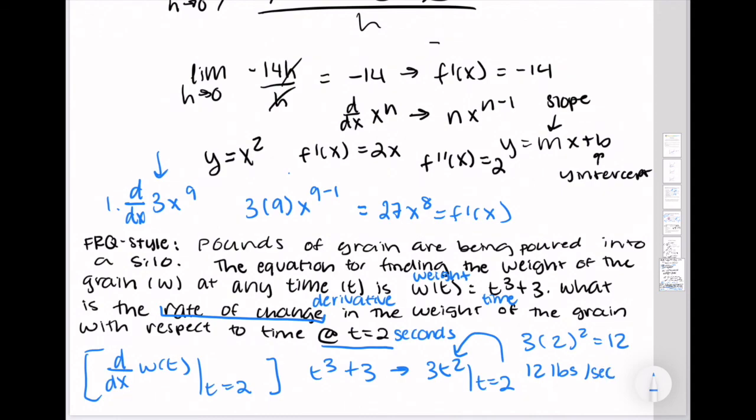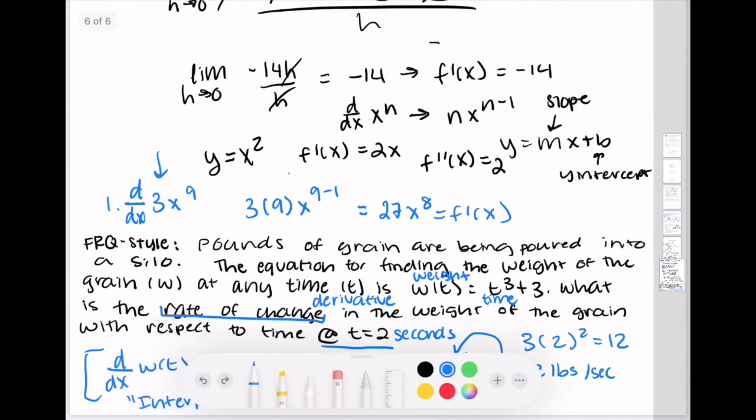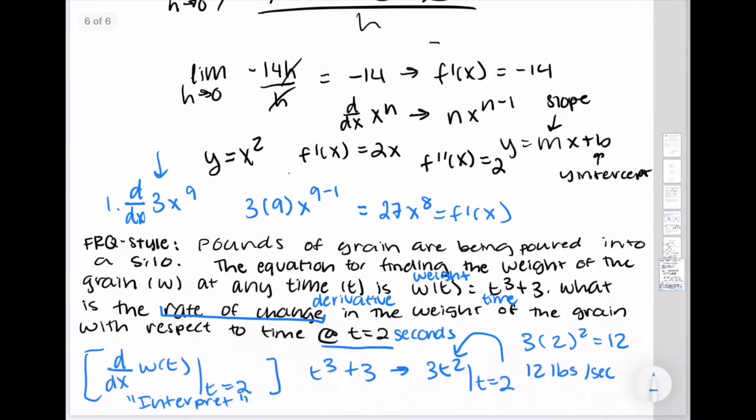So if we wanted to interpret the derivative, and you're going to be asked to interpret a lot of values in calculus, it would be the rate of change in the weight of the grain when time is at 2 seconds. So it's already written here in the problem, but just be aware that you might be given a question that asks you what is d over dx W(t) at time t equals 2 seconds, and then it's going to ask you to interpret the derivative, and you would say the rate of change in the weight, and so on.